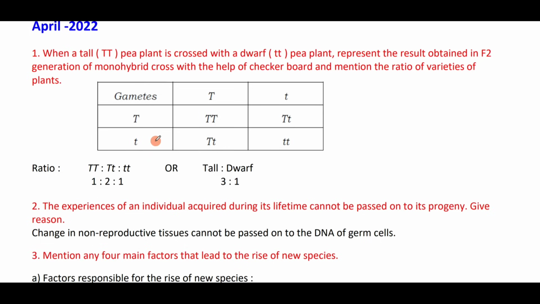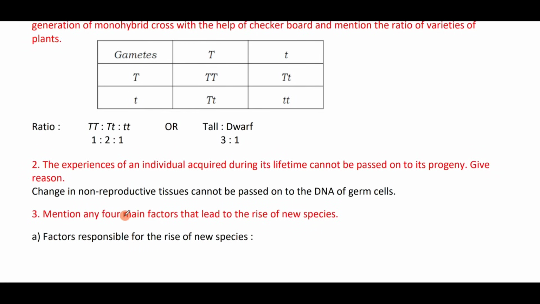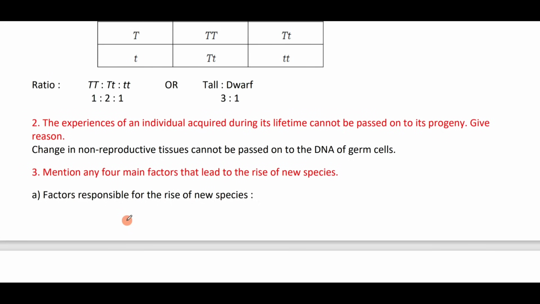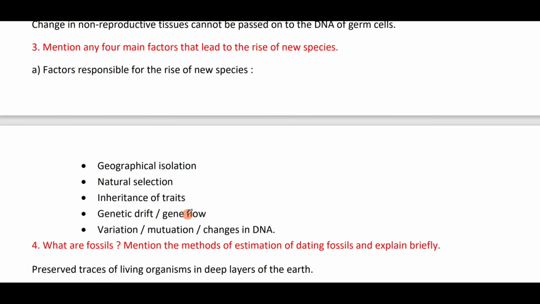Do practice well. The experiences of an individual acquired during its lifetime cannot be passed on to its progeny. Give reason: change in non-reproductive tissues cannot be passed on to the DNA of germ cells. Mention the 4 factors that lead to the rise of new species. Geographical isolation, natural selection, inheritance of traits, genetic drift or gene flow, variation or mutation or changes in the DNA. These are the reasons for the speciation or the evolution of new species.